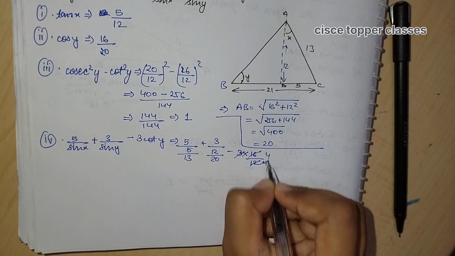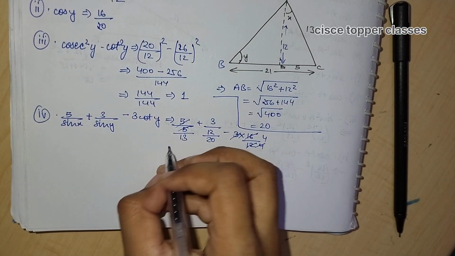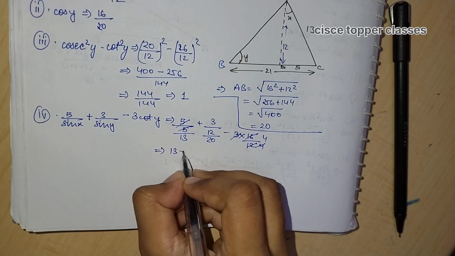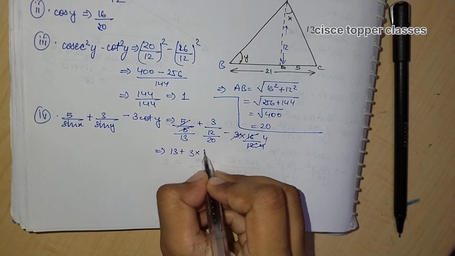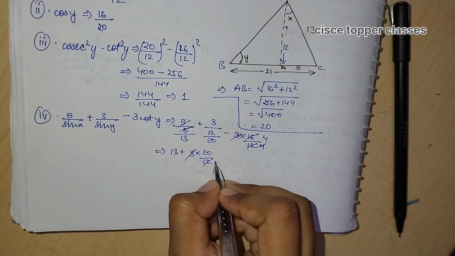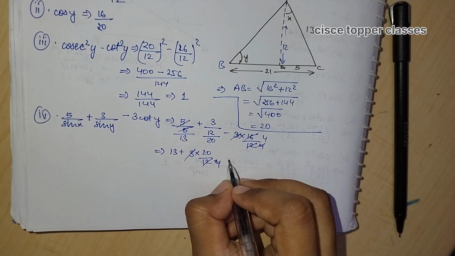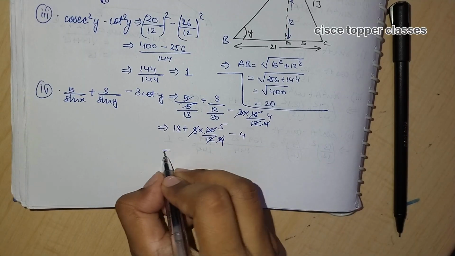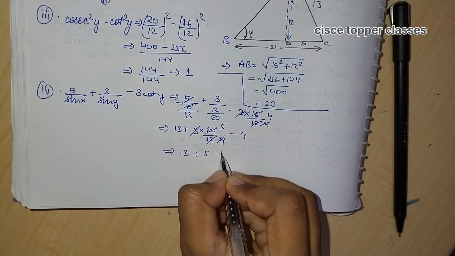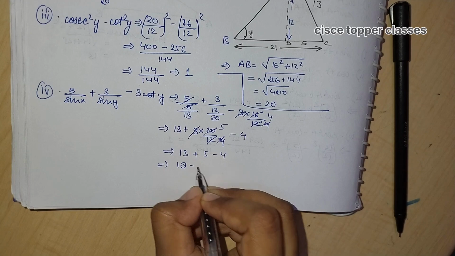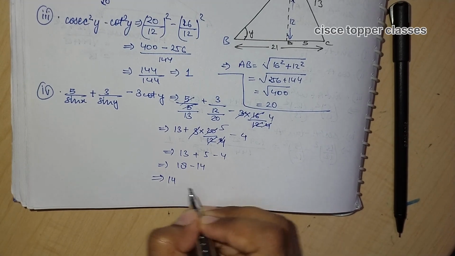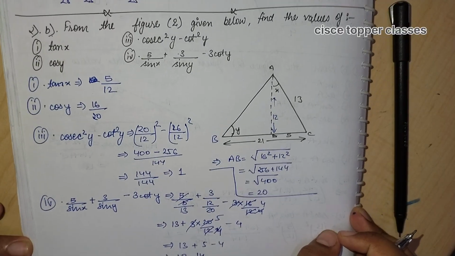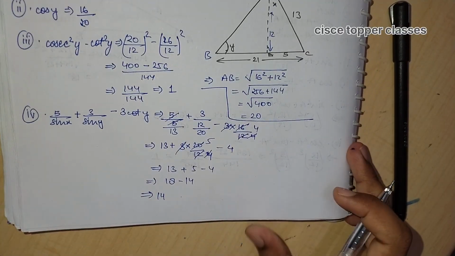Here we can just find the value of, this will cancel out, and again we can write 13 plus 3 into 20 divided by 12. This will be cancelled out by 4, and this again 4. There we will divide by 5, means 13 plus 5 minus 4. So 18 minus 4 will be 14. So the final answer is 14 in this question. So this is the solution of the second question, second part.